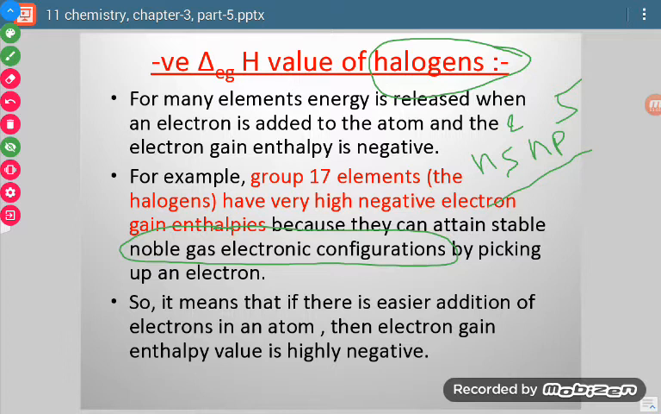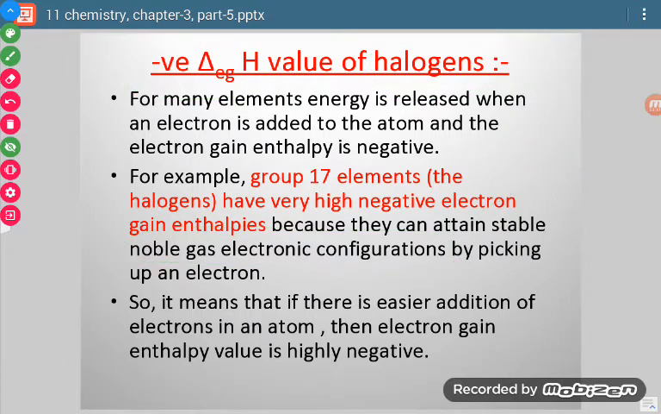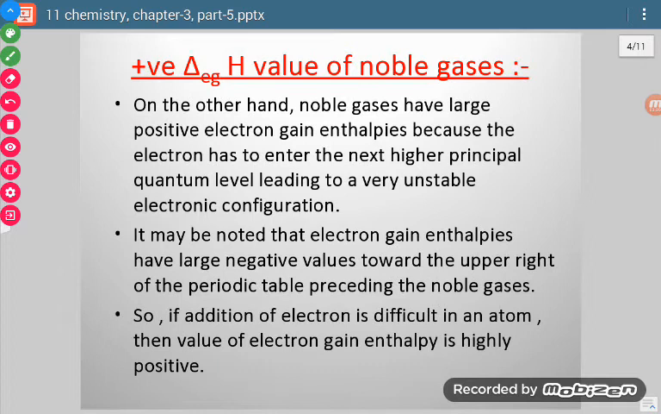So what we will find? We will find that in case of halogens, addition is easiest. If addition is easiest, then it means delta H Eg values will be highly negative. Highly negative means that the value of heat evolved will be maximum. Okay. So in this case we find that halogens have the maximum value of delta H Eg, maximum negative value.